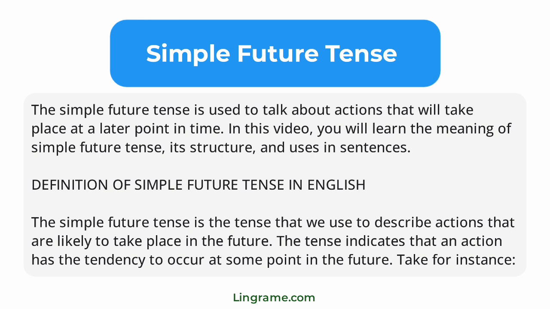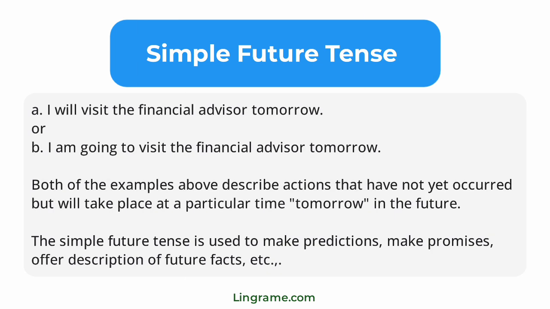The simple future tense is the tense that we use to describe actions that are likely to take place in the future. The tense indicates that an action has the tendency to occur at some point in the future. Take for instance, I will visit the financial advisor tomorrow. Or, I am going to visit the financial advisor tomorrow.